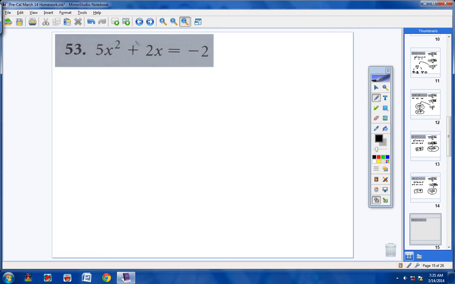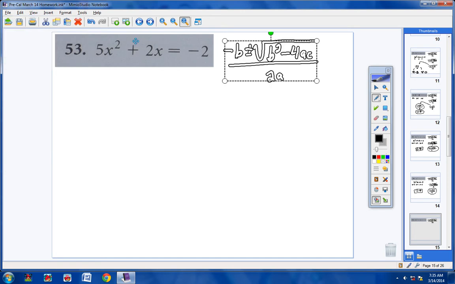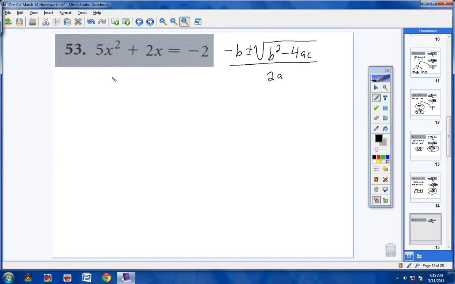We're going to solve this using the quadratic formula. And so here we go. First of all, you must get one side equal to 0, so I'm going to bring my negative 2 over, and when I do, it becomes a positive 2. And then here we go. My A equals 5, my B equals 2, and my C equals 2. So here we go. I have negative B. B is 2, so I'll have a negative 2.